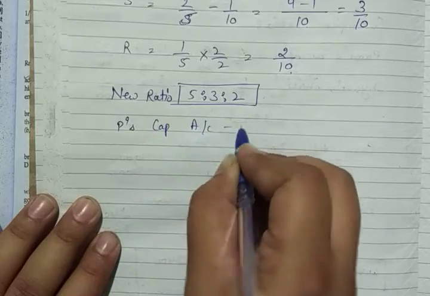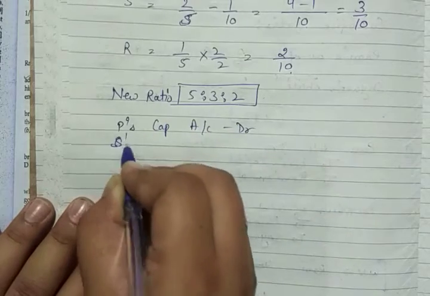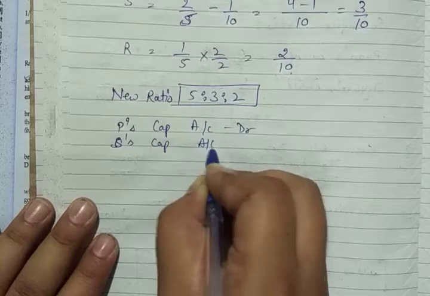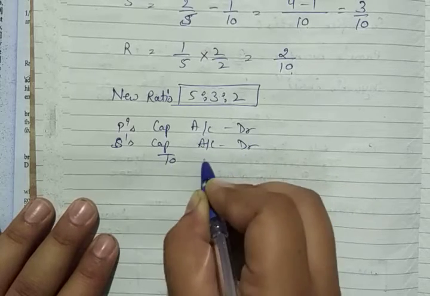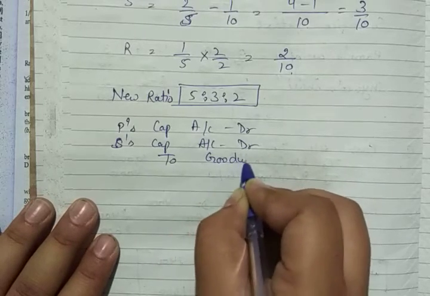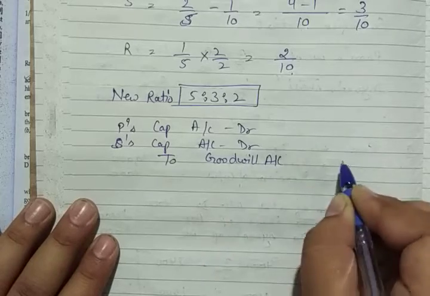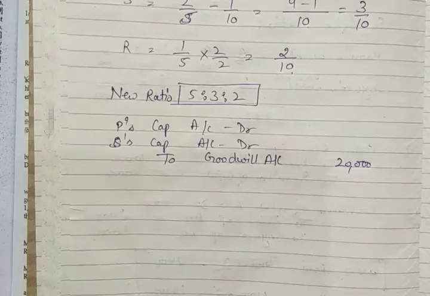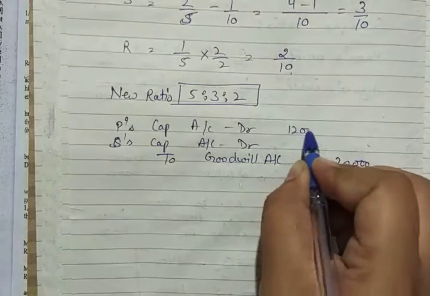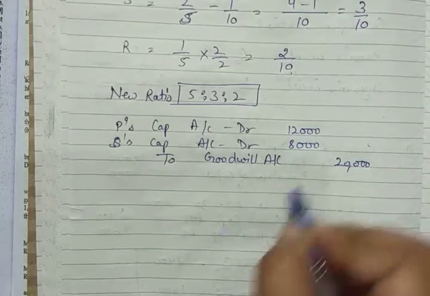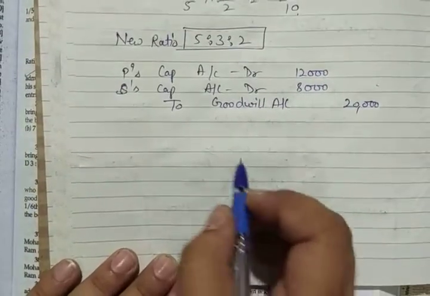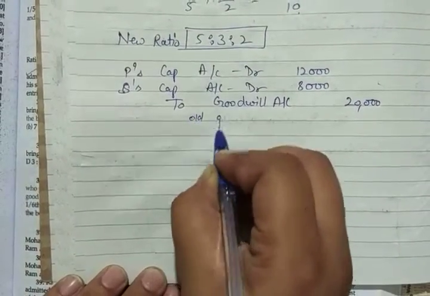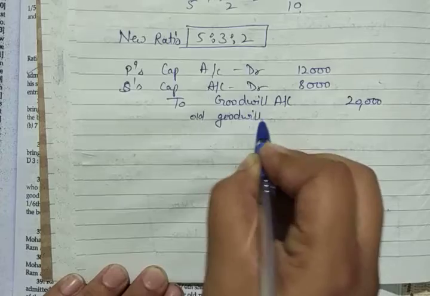P's capital account debit, S capital account debit. And what they are receiving is the old goodwill. So we will write here goodwill. Old goodwill was 20,000. And this will be distributed in the old share, that is 3:2. And when you distribute it in 3:2, it will be 12,000 and 8,000 for each. This is old goodwill distributed. Okay. This is for old goodwill.